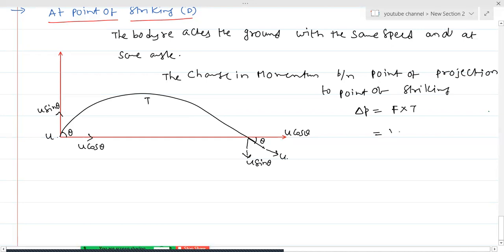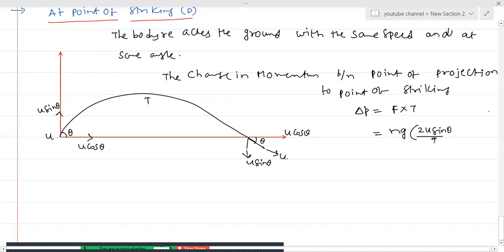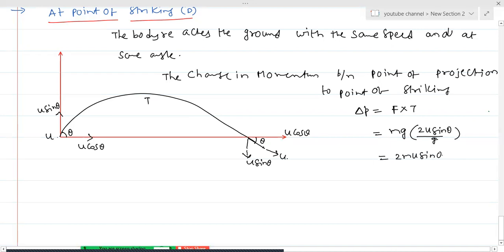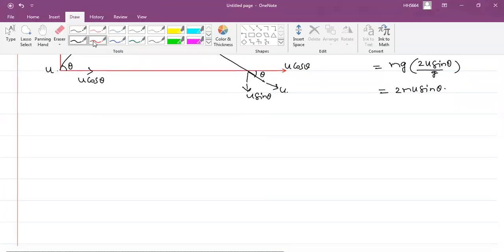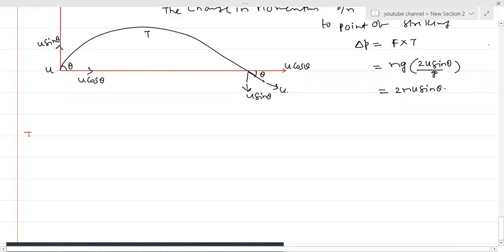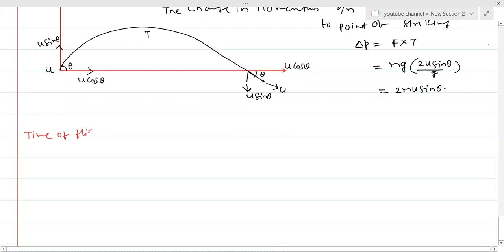The only force acting on the body is mg, and the time t is the time of flight, which is 2u sin theta by g. So finally we have delta P equivalent to 2mu sin theta. And later we will think of the time of flight, that is capital T.